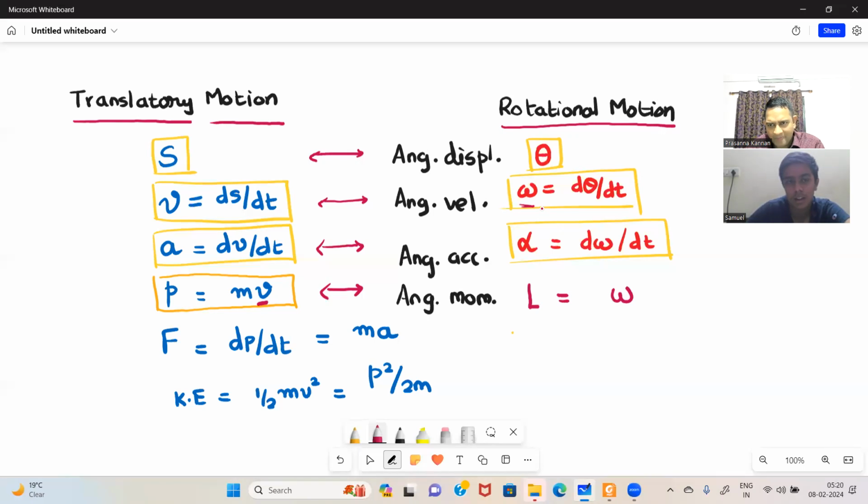Why T? Where is T in this formula? It is a match up. Here you have only mass into velocity. So in place of mass, you should write something. In place of velocity, you're writing angular velocity. Is that clear? So the only thing is you should know what to write in place of mass.